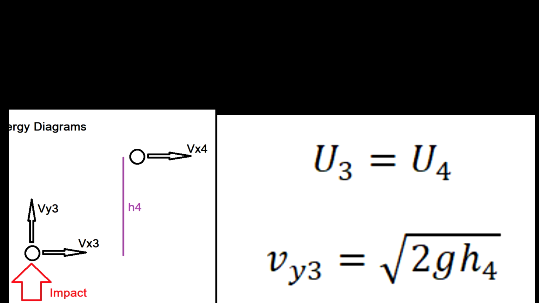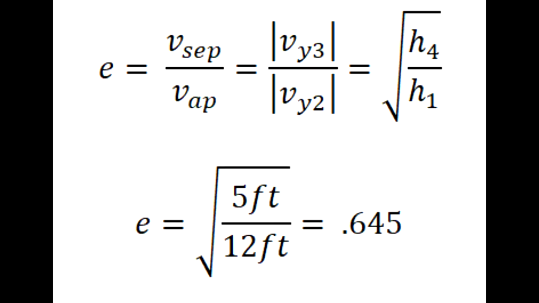Now, you can calculate the coefficient of restitution as the ratio of the velocity of separation over the velocity of approach. That's just going to be velocity vy3 over velocity vy2. That simplifies to the square root of your final height over your initial height. For this case, our final height was 5 feet and our initial height was 12 feet, so we can calculate that our coefficient of restitution is 0.645. Thank you very much.